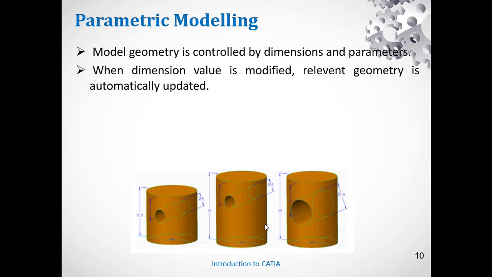When I modify the parameter of height of cylinder to 25, you can see this hole which has been placed at 8 mm is also shifted. Why? Because I have taken the top surface as a reference for that. This is your parametric modeling. I had defined a parameter from the top surface. It is maintaining that parameter from the top surface.